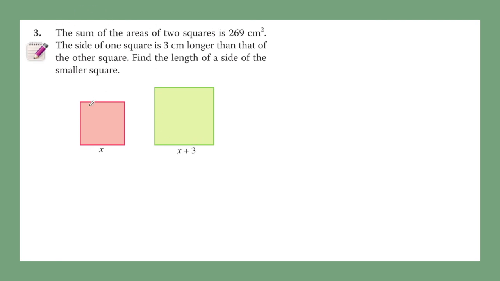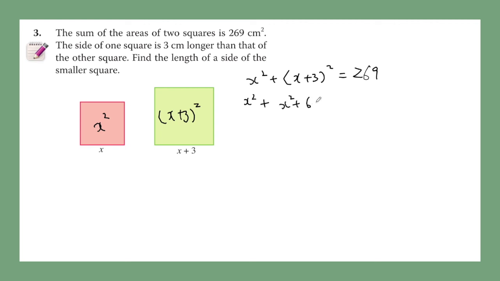So the sum of the areas of two squares. Now this area is x squared, and this area here is (x plus 3) squared. So that means these two areas together give you a combined area of 269. By looking at this, you know that you can form a quadratic equation. Now you're supposed to expand this: a squared plus 2ab plus b squared. I hope you still remember.